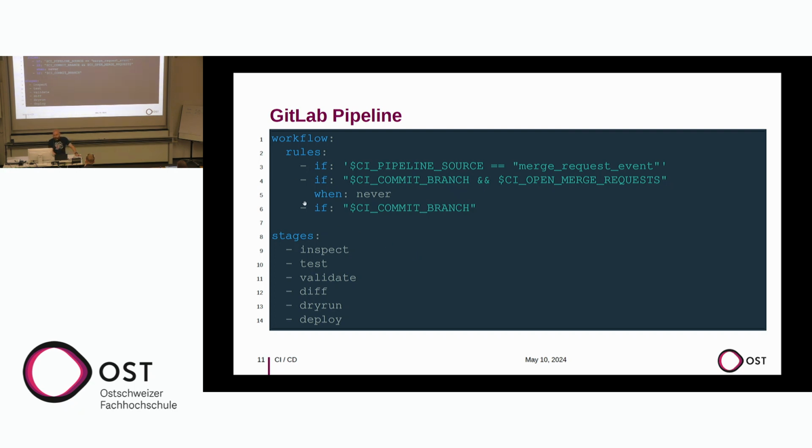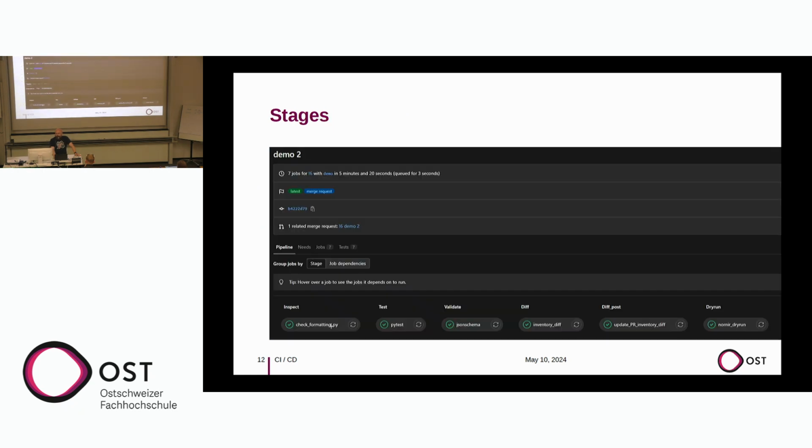So here in this project we would have inspect, test, validate, diff, dry run and deploy stages. So that's all the stages the pipeline goes through. The deploy definitely only should run on the main. That would look like this, for example. We check formatting. For example, Python would be black. We go here and we say PyTest. We want to ensure that all the unit tests are running.